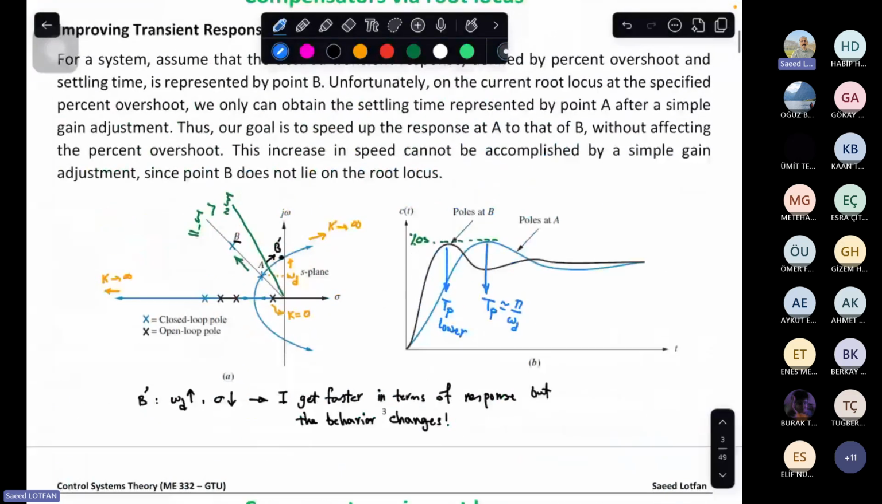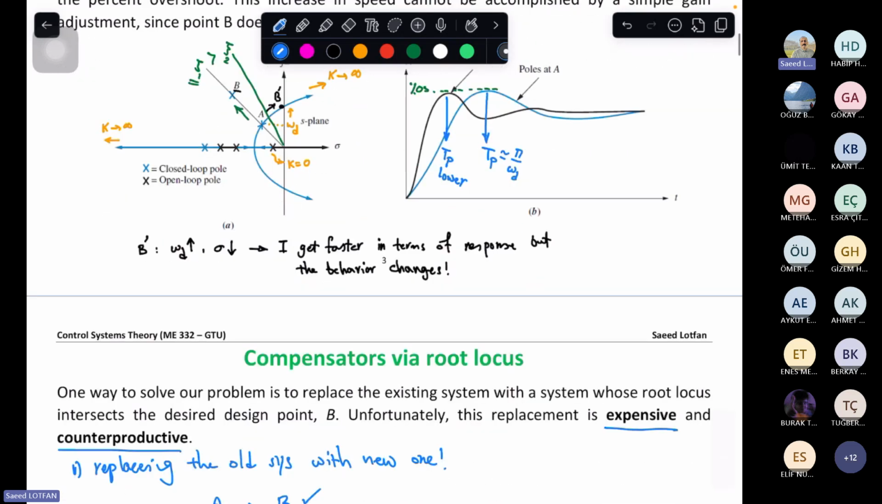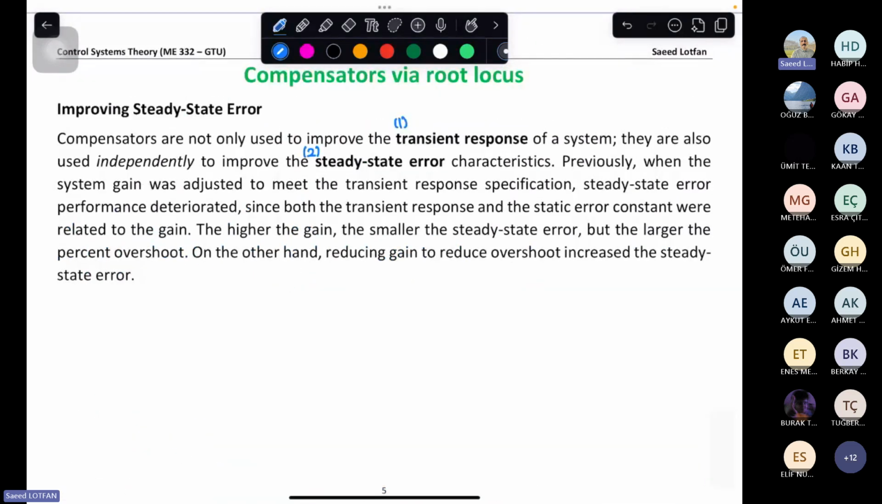So in any design, all the parameters can be affecting each other. In this example also, we saw that if I want to fix from A to B just by adjusting the gain, I will get a faster response B prime, but the damping will be deteriorated. That is, the damping characteristic will be changed to something that I don't want. Also, as the gain increases, steady state error decreases, but larger gains result in larger overshoots and also change in the transient response.